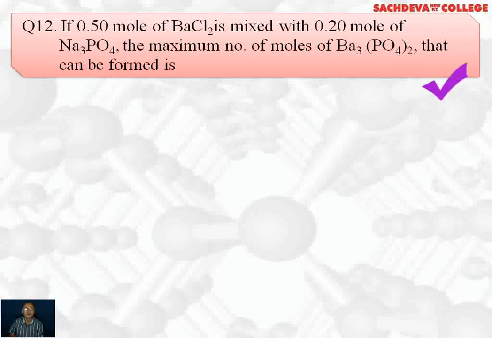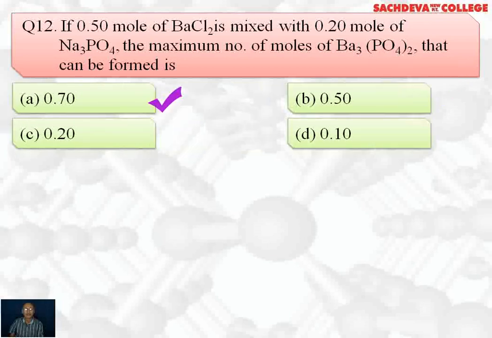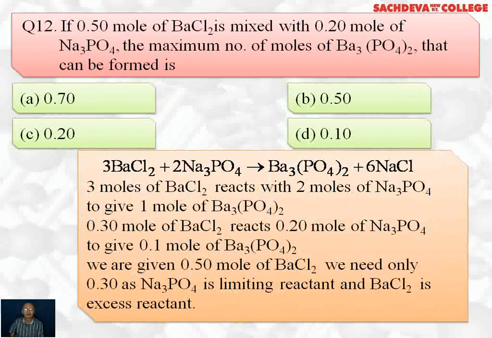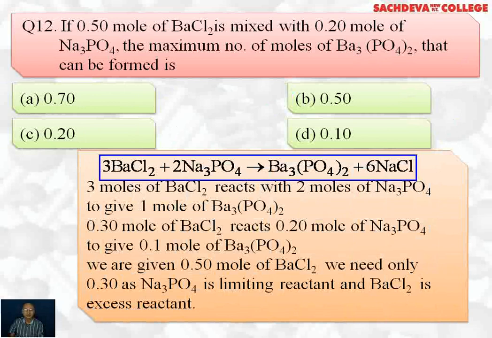Next question, if 0.5 mole of barium chloride is mixed with 0.2 mole of sodium phosphate, calculate the maximum number of moles of barium phosphate that can be formed. The options are 0.7, 0.5, 0.2 and 0.1. First we write the balanced equation. 3BaCl2 plus 2Na3PO4 gives you Ba3(PO4)2 plus 6 NaCl.